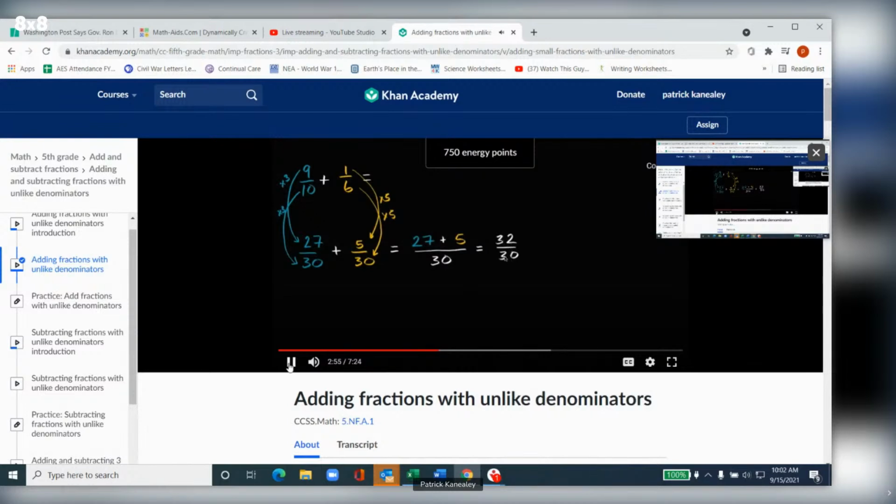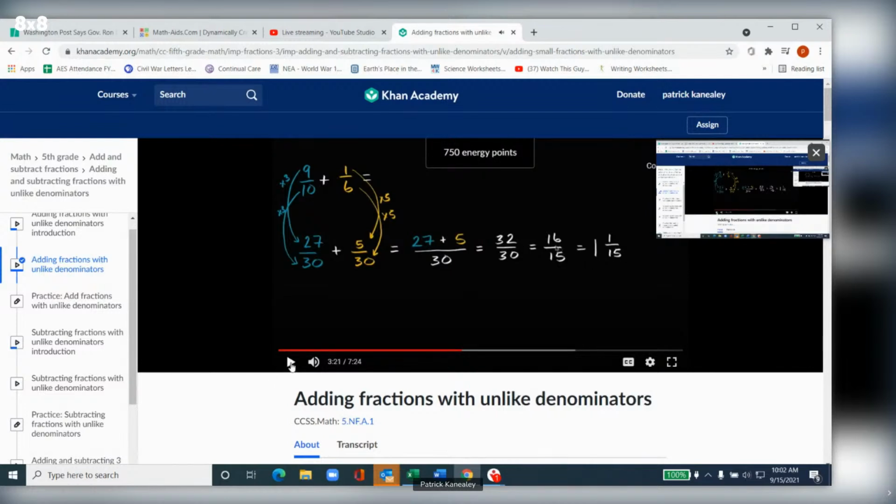And if we want, we could try to reduce this fraction. We have a common factor of 32 and 30. They're both divisible by 2. So if we divide the numerator and the denominator by 2, the numerator divided by 2 is 16, and the denominator divided by 2 is 15. So this is the same thing as 16/15. And if I wanted to write this as a mixed number, 15 goes into 16 one time with the remainder 1. So this is the same thing as 1 and 1/15.